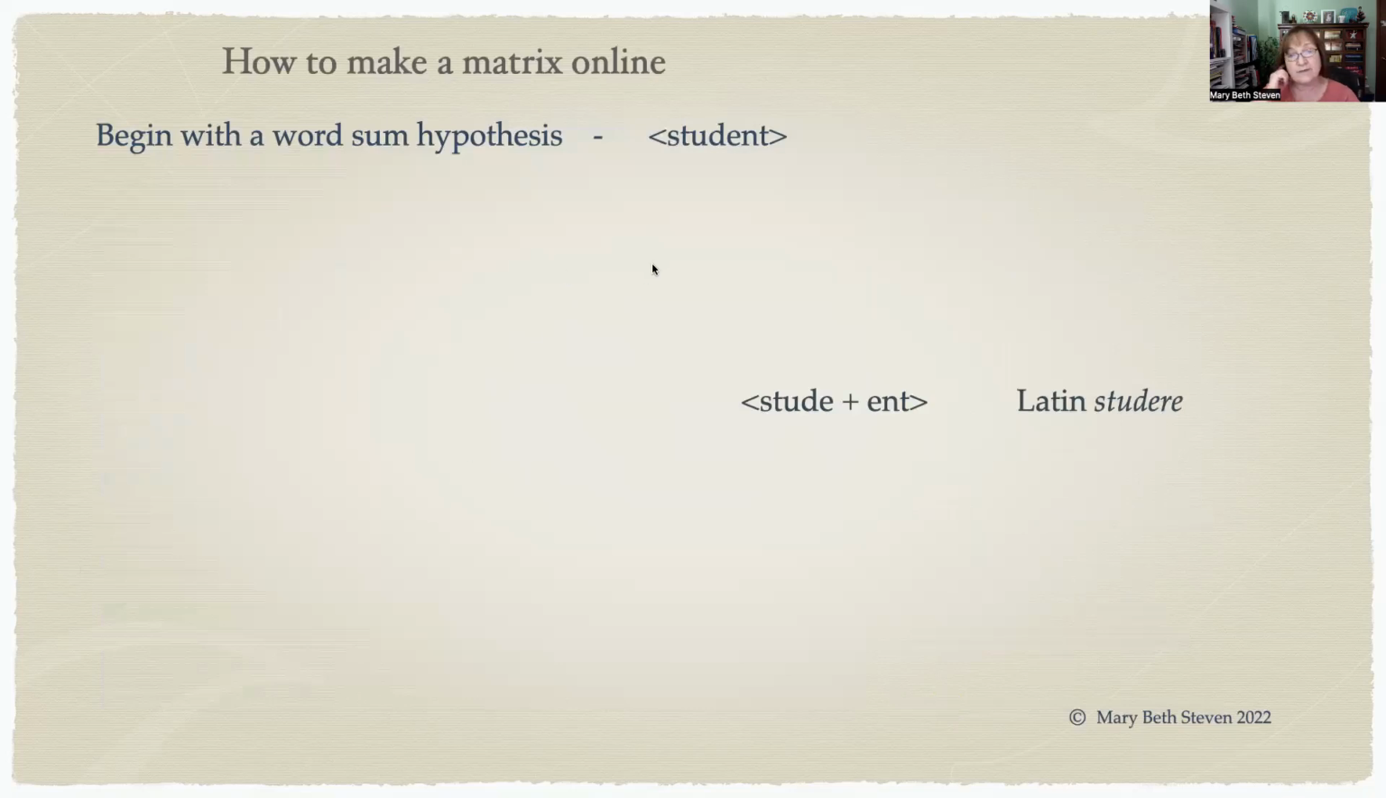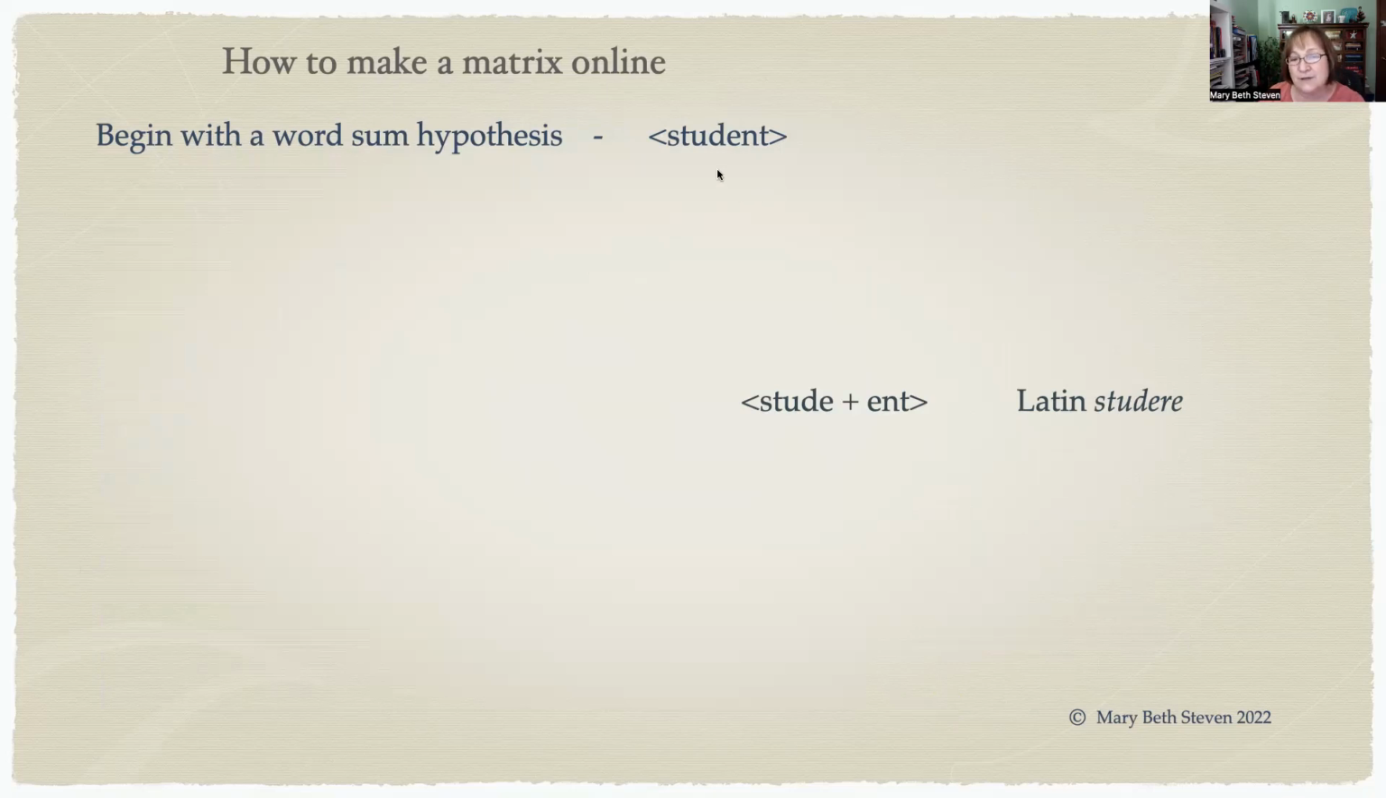So how to make a matrix online? I'd like to walk through how I would go about this. And I would like to use STUDENT as the word I'm considering. So what is the word sum hypothesis? What is my idea of what the structure of this is?